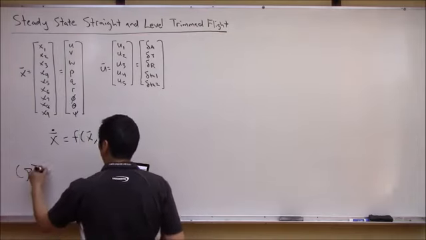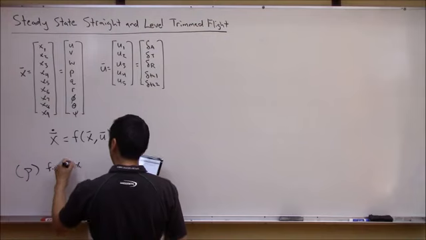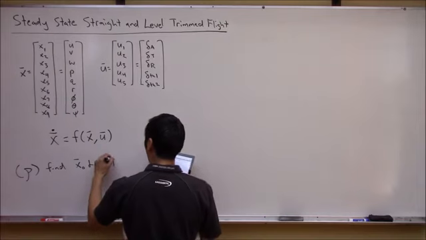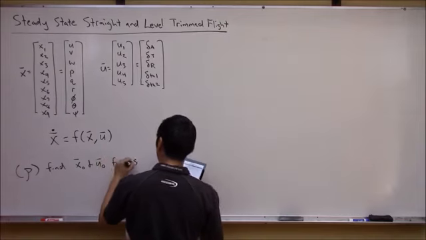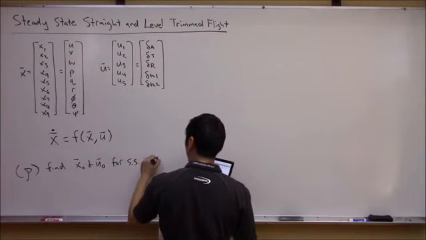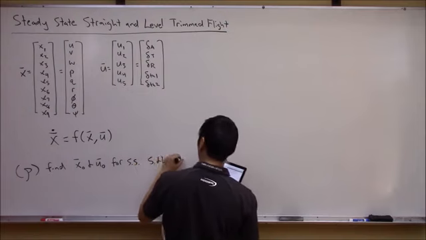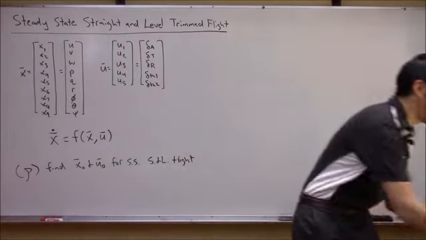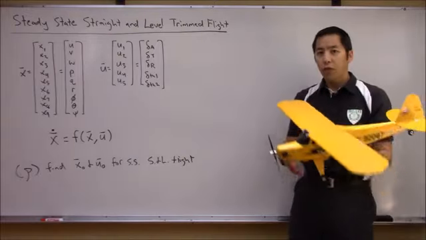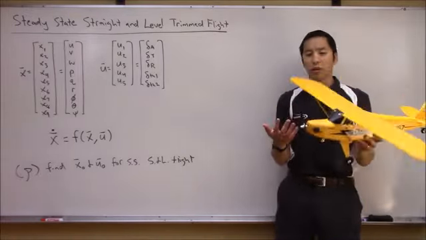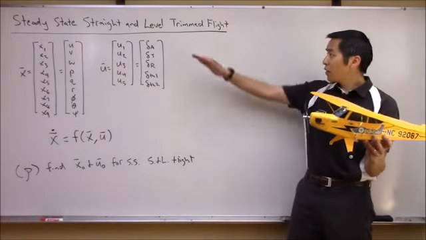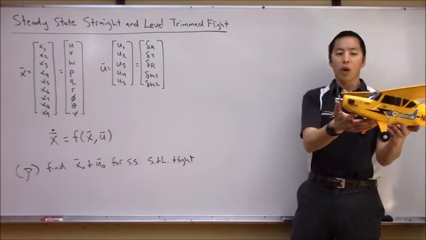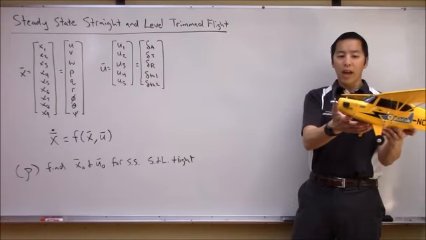So let's state the problem. I want to find x naught and u naught, the state and control vector for steady state, SS, straight and level flight, S and L. This is a very high level idea of what I want to do. I want the aircraft flying, and maybe I've got my little prop right here. Again, this is not a twin engine aircraft, but it's just an aircraft. We want this thing flying straight and level with trim flight, so that the wings are level and it is just going straight.